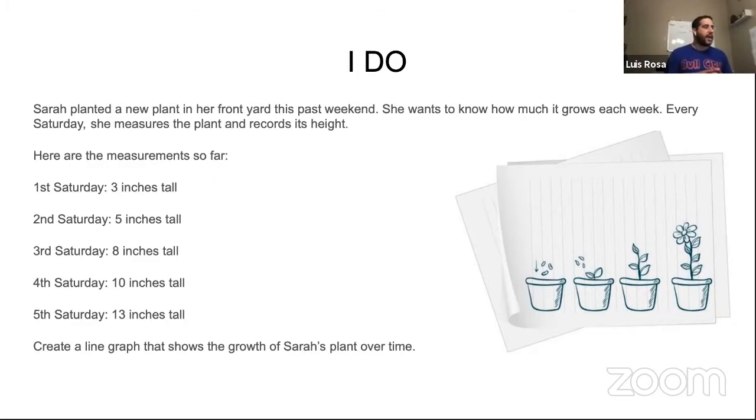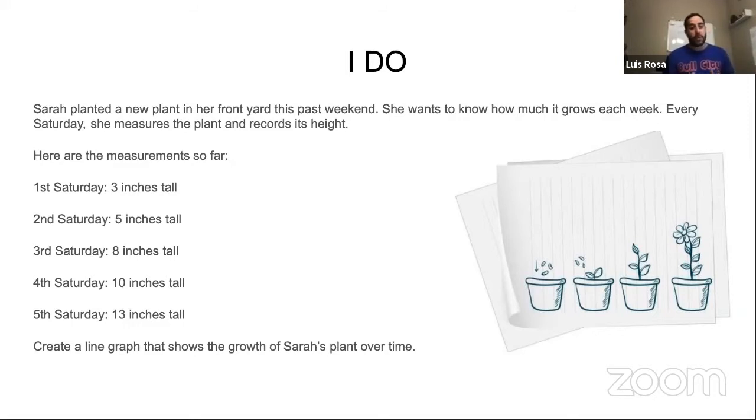This past weekend. She wants to know how much it grows each week. Every Saturday, she measures the plant and records its height. So off the bat, I already have a lot of information that I need to be thinking about when I'm creating my graph. So the first information is that she's trying to measure the height of her plant, because she's saying how much it'll grow.